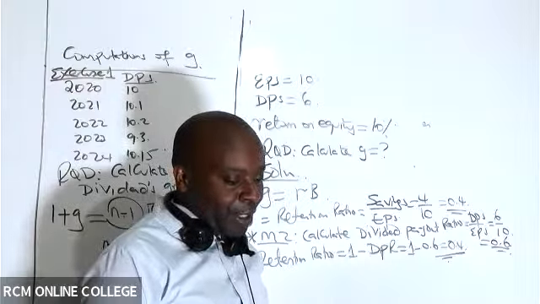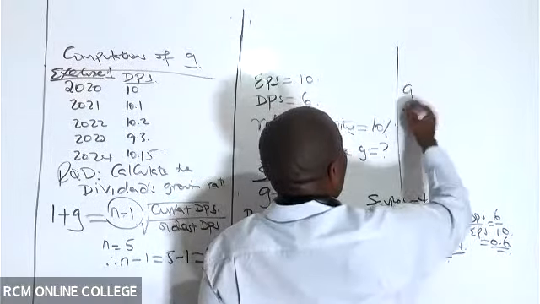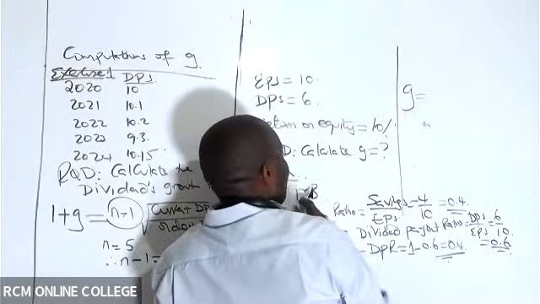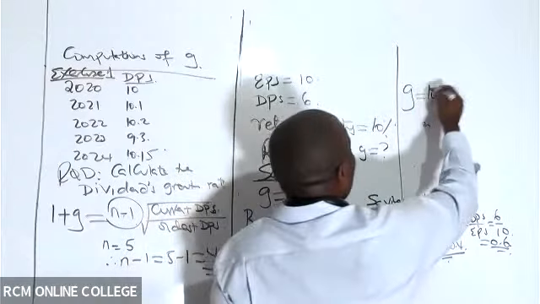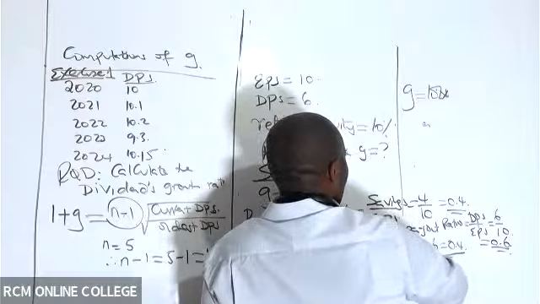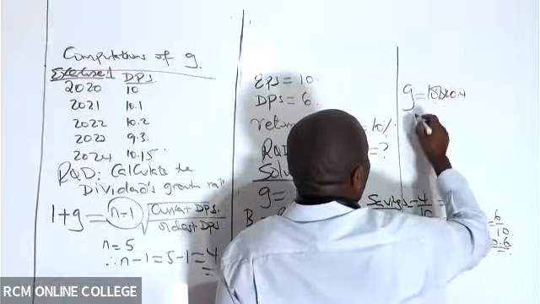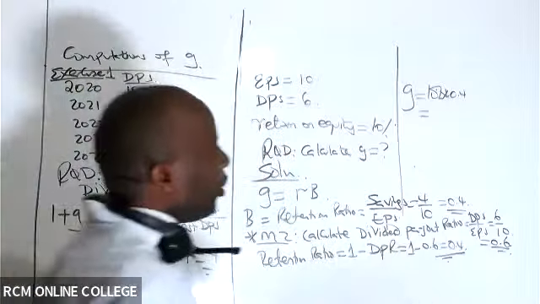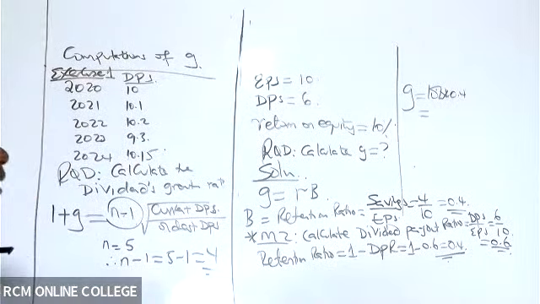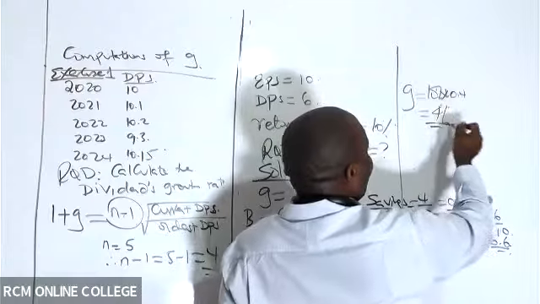Correct. And from there, the growth rate equals R times B. R is the return, which has been given to us. It is 10%, multiplied by B, the retention ratio, which is 0.4. You can say 0.1 times 0.4 times 100, or just 10 times 0.4, which would be 4%. So is there somebody who is able to see 4% as the growth rate?